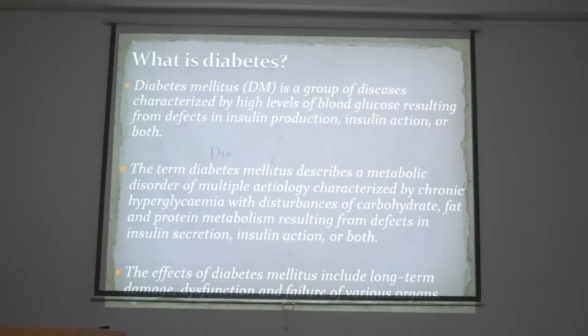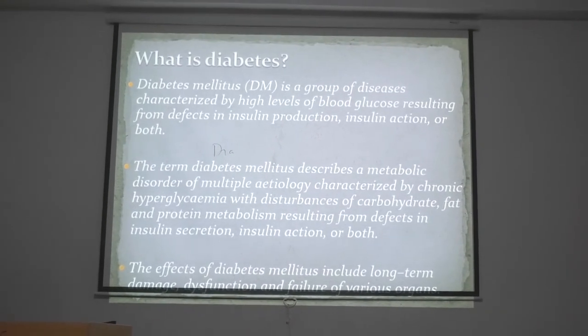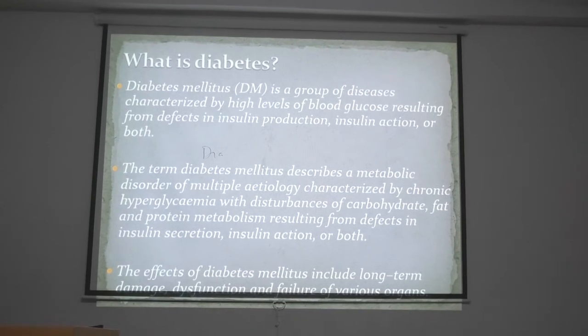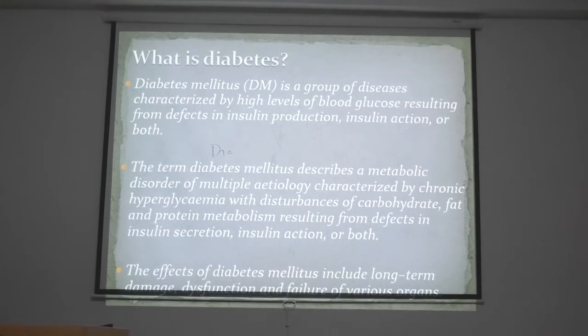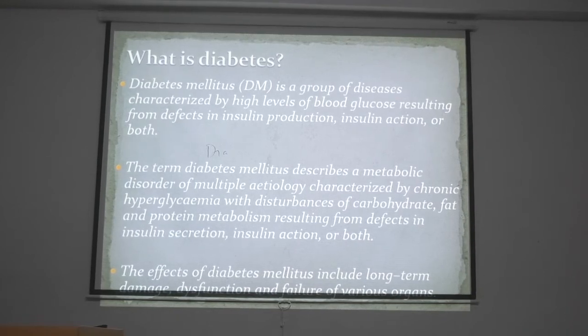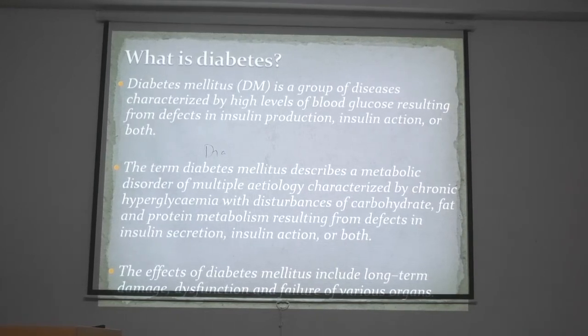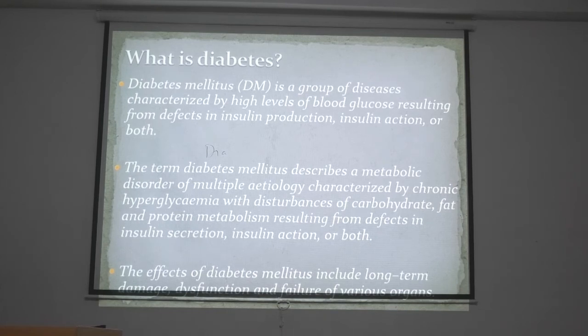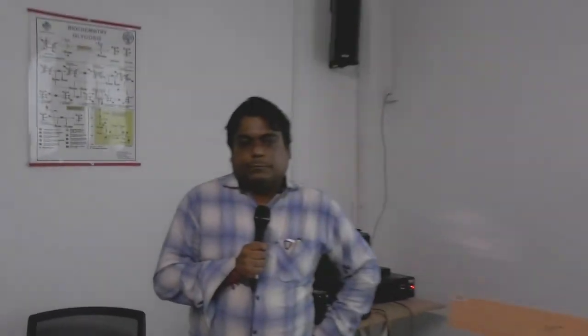Okay, the term diabetes mellitus describes a metabolic disorder of multiple etiology characterized by chronic hyperglycemia with disturbance of carbohydrate, fat and protein metabolism resulting from defect in insulin secretion, insulin action, or both. Multiple etiology means multiple causes. When you study a particular disease in pathology, there is pathology and etiology. Etiology means the cause of the disease. Okay?